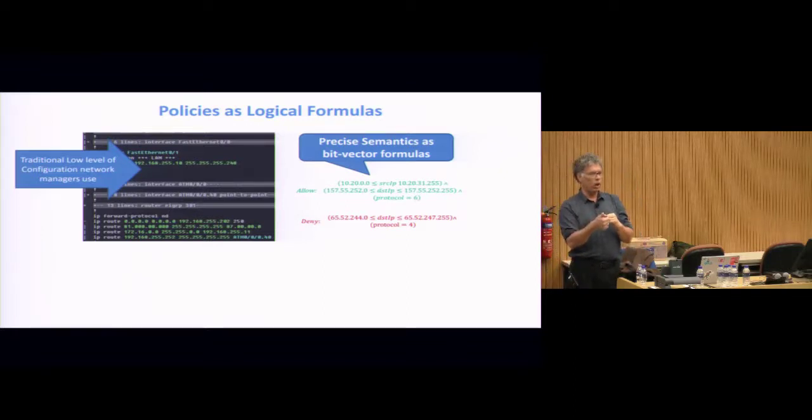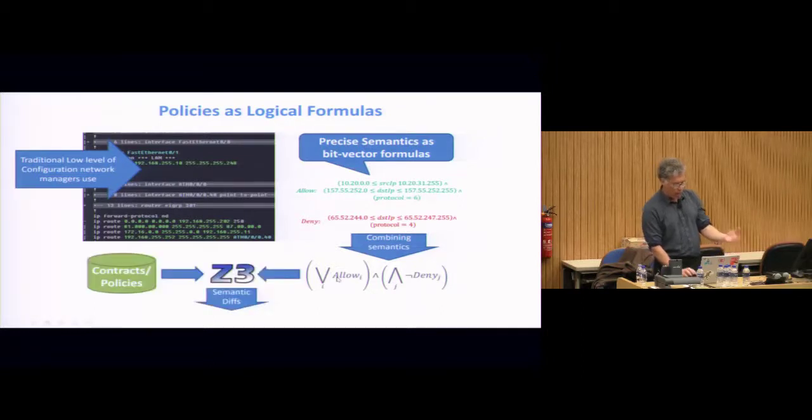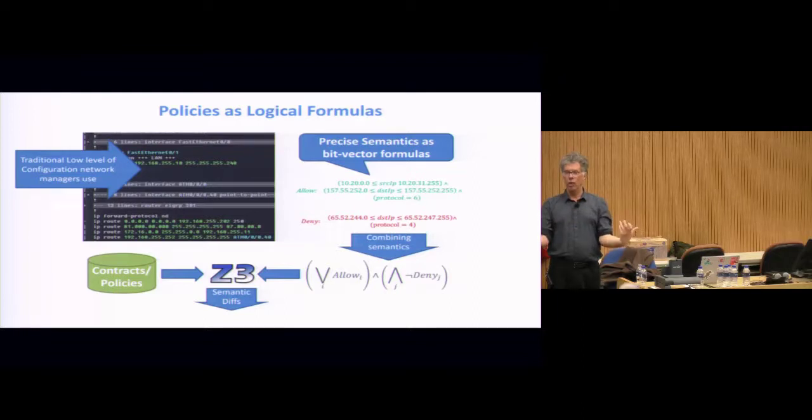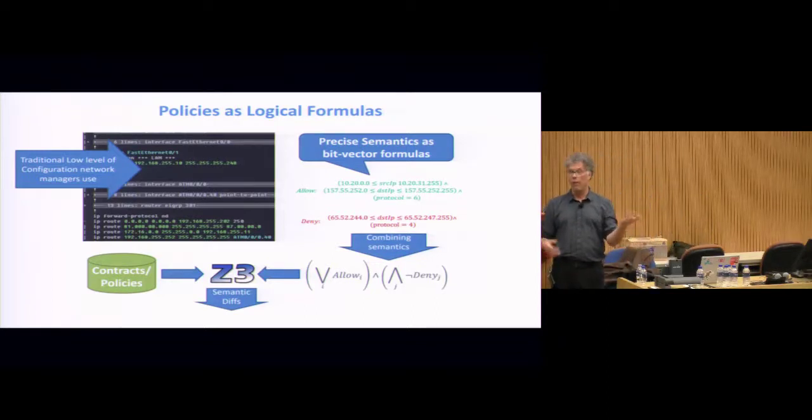We can automatically derive the bit vector inequalities from the configuration files, and these are decidable, totally solvable by reduction to SAT. So this is the reality. We have a combining semantics that says essentially you don't want any of the deny traffic to take place, but you want the allow traffic to take place. And then we have a semantic diff using Z3, which is essentially comparing the implementation against the spec and pointing out differences. I might allow some traffic that should be denied, or I might deny some traffic that should be allowed.